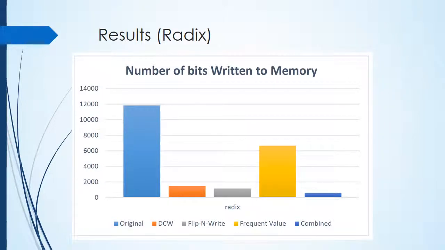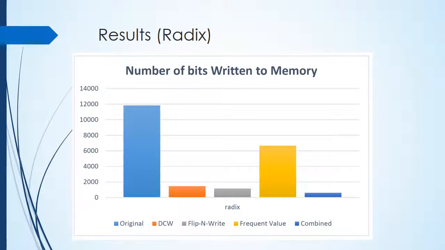The first application that I used in this implementation is radix, which is taken from the Splash2 benchmark. The first column, the original, represents the number of bits written to memory without introducing any improvement to the writing architecture implemented in Gem5. We have about 12,000 bits written to the memory in the original scheme, and after I introduced the DCW, the data comparison write, we can notice that the number of bits written to the memory drops very dramatically to below 2,000, which is a very good improvement.